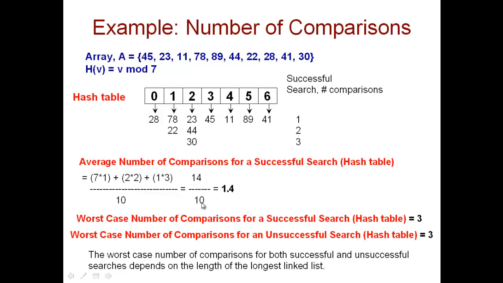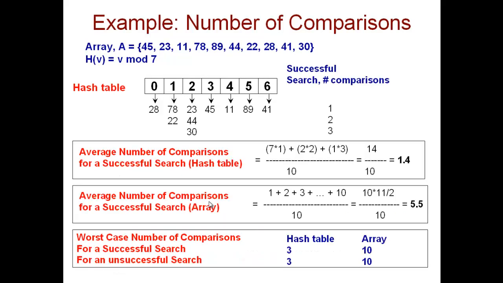So that's like a weighted average: how many elements require 1 comparison, how many require 2, and so on. So that's 1.4 comparisons on average for a successful search. Now you compare this with how many you would have to do in the case of an array.